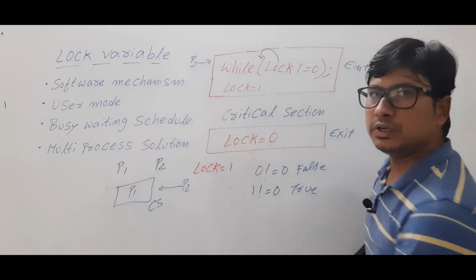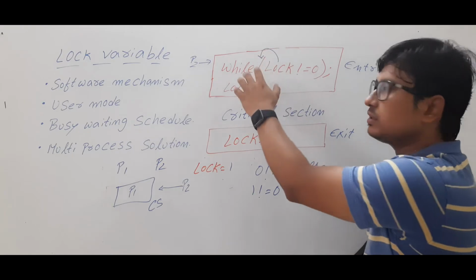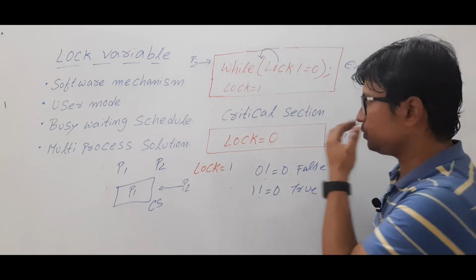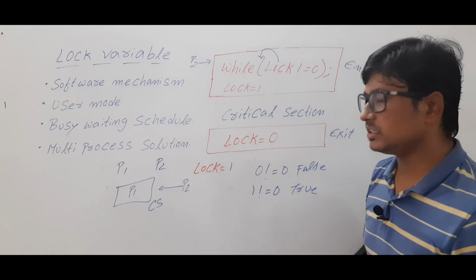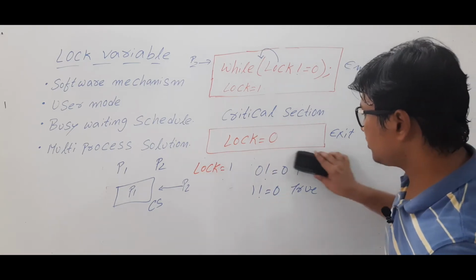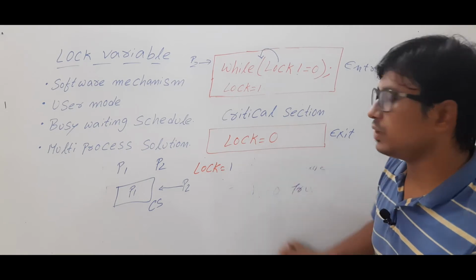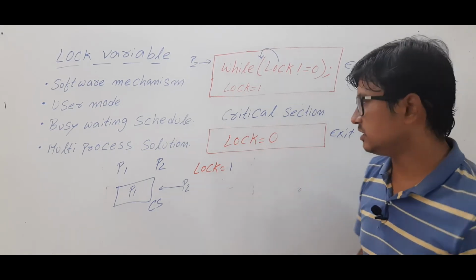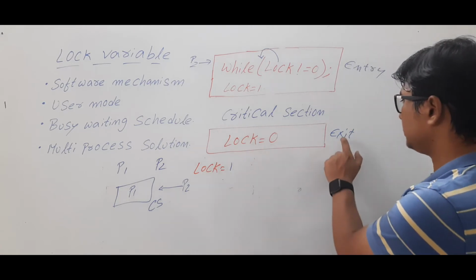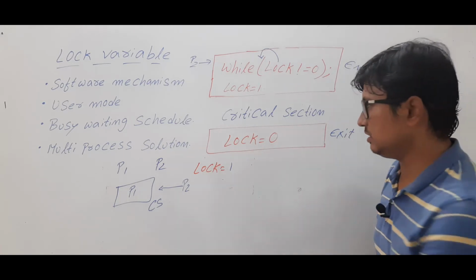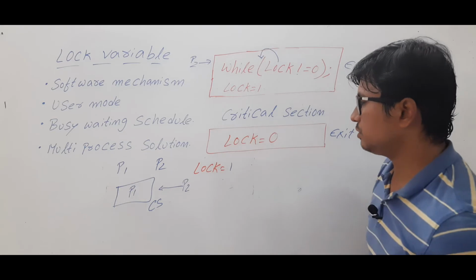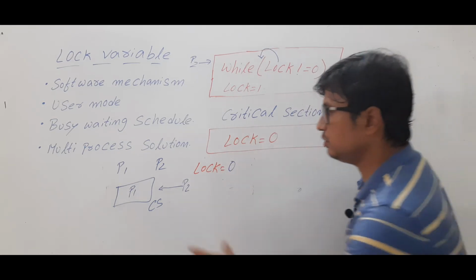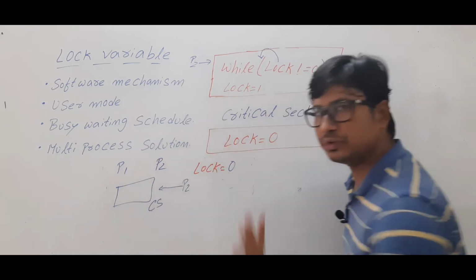So process P2 is still executing instruction 1, so it cannot enter instruction 2 and it cannot enter the critical section. Now let's take that after some time process P1 has completed its critical section and come out from it. It will execute the exit section, so lock is equal to 0. Again it will update it to lock equal to 0, and now the critical section is vacant.